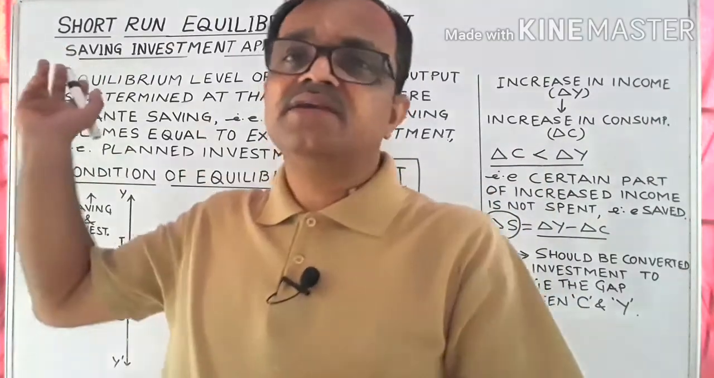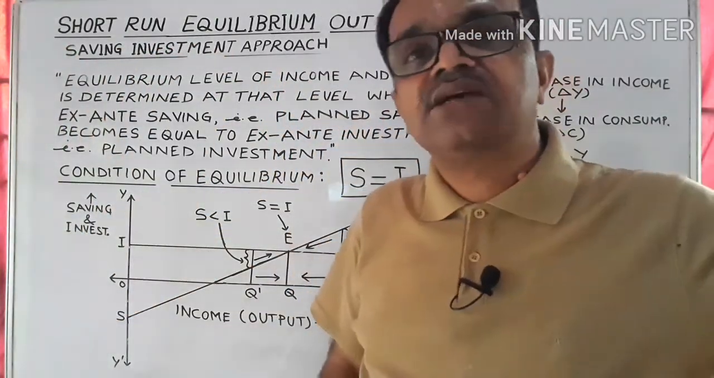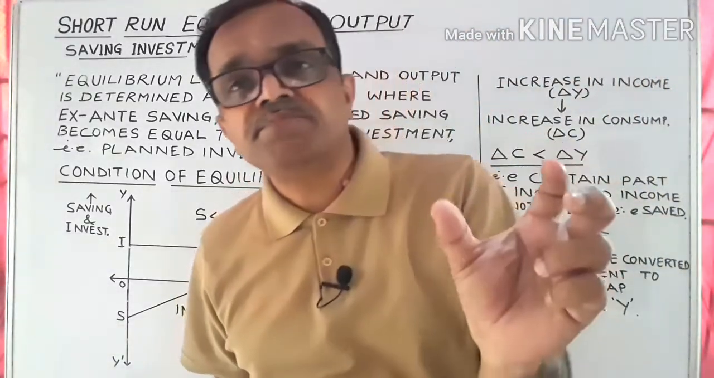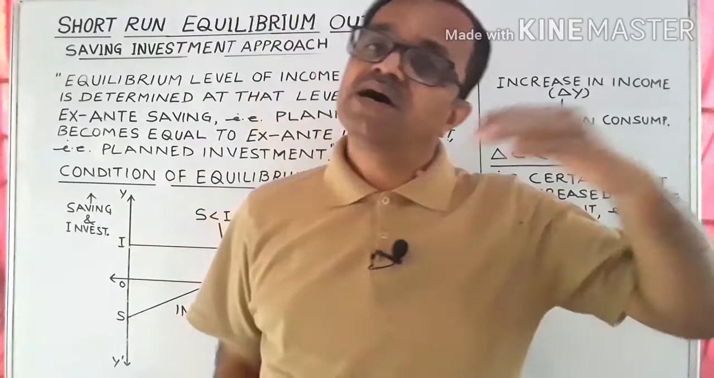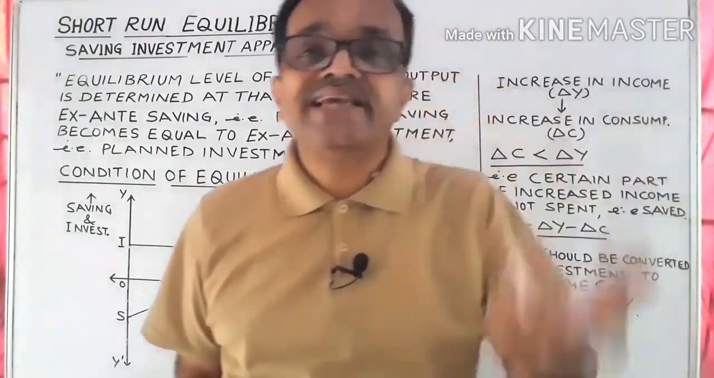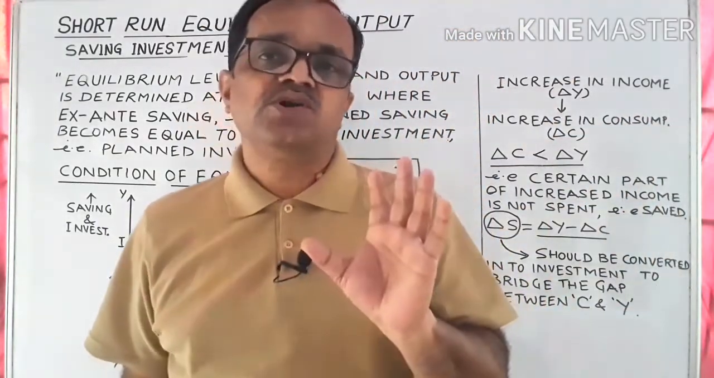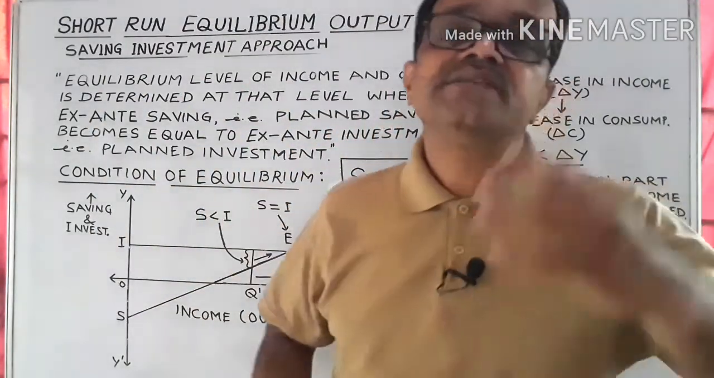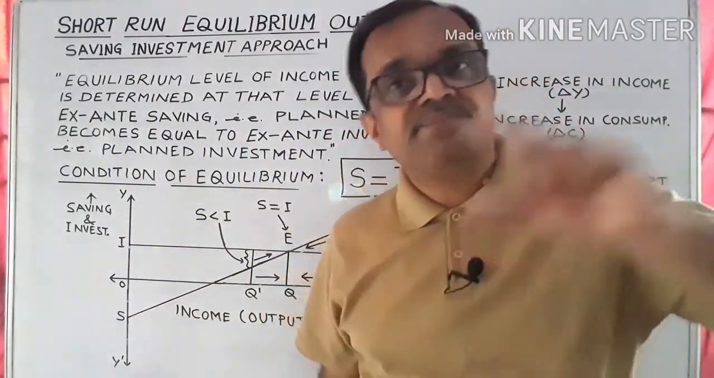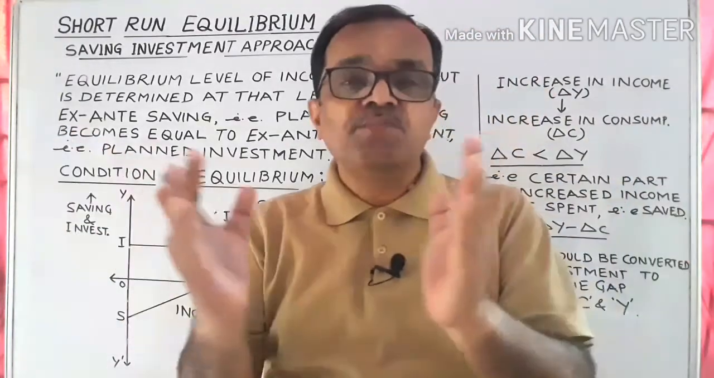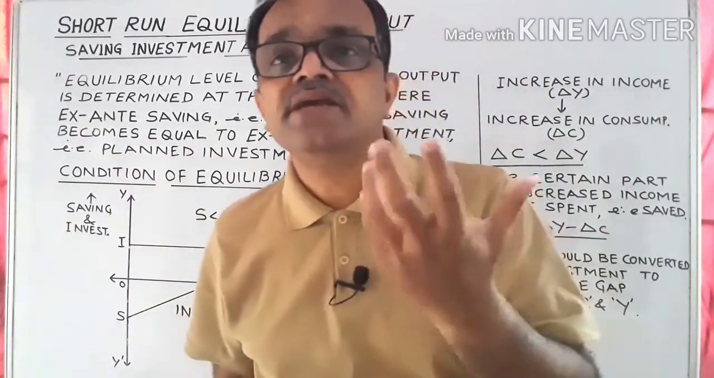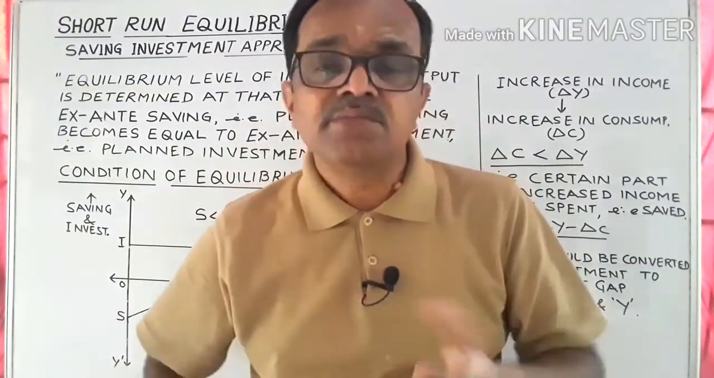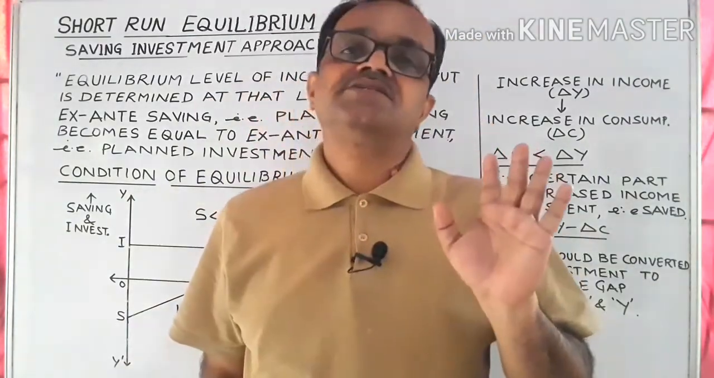And this saving-investment approach is based upon this fact. According to this theory, whenever the planned savings of the households, that is ex ante savings, become equal to the planned investment, that is ex ante investment made by the firms, whenever these two become equal in any economy, then at that level of output and income, equilibrium is established in the economy.